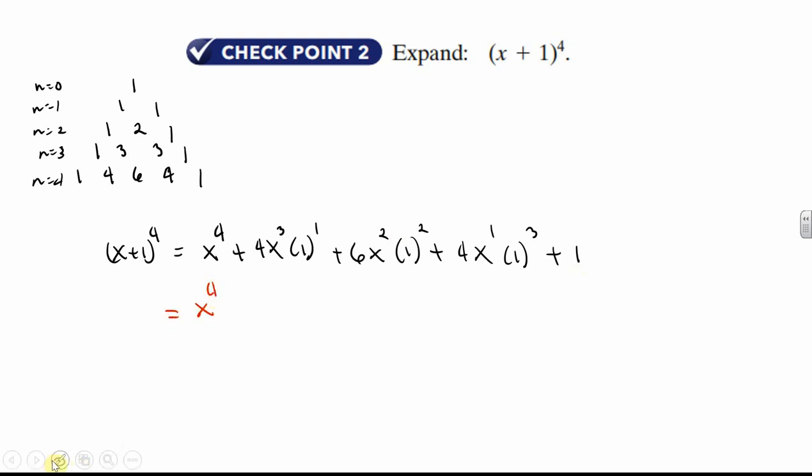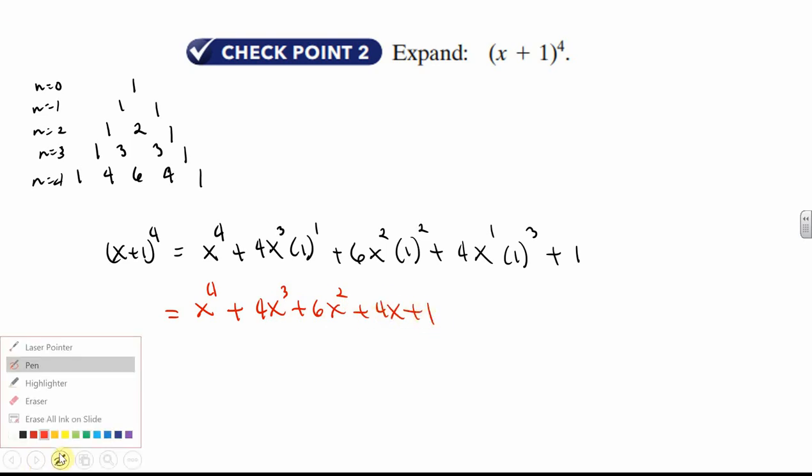X to the fourth plus 4x to the third plus 6x squared plus 4x plus 1. Again, look at the coefficients of 1, 4, 6, 4, 1.